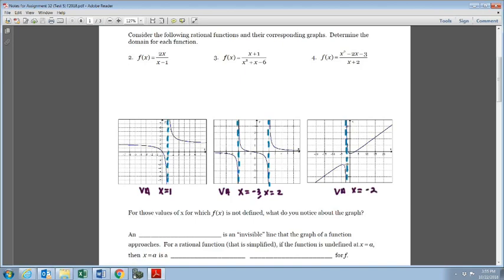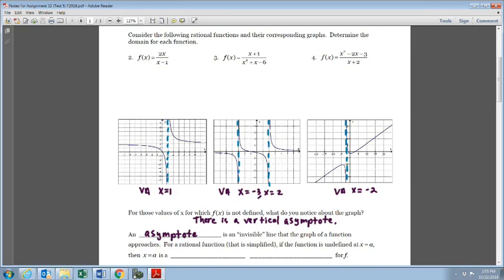And you notice a pattern here. It says, for those values of x for which f of x is not defined, what do you notice about the graph? Well, what I hoped you would see is that there's a vertical asymptote. So wherever we have a restricted value, or for whatever x values the function's not defined, we have a vertical asymptote. So an asymptote is an invisible line that the graph of a function approaches.